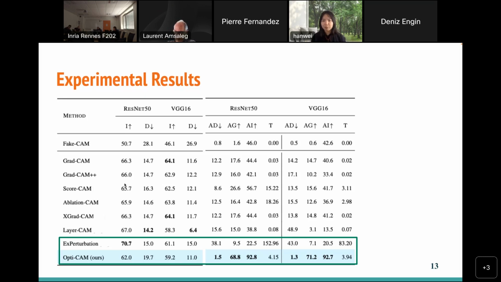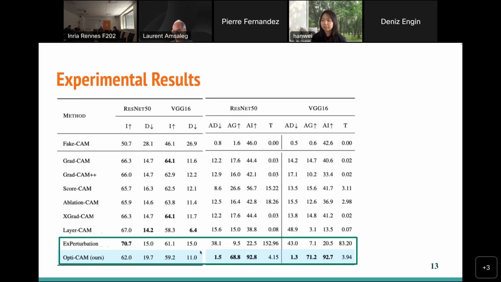So here, the most important information I want to show is also in this green box. The first is that our OptiCAM actually does not perform quite well in these insertion and deletion metrics. The second, we found that insertion deletion and the average drop, average gain, average increase are two subsets of the metrics, and it's very hard for one method to have nice performance on both. For instance, our OptiCAM has nice results in average drop, average gain, and average increase, but not good results in insertion deletion. And the perturbation methods achieve very nice results in insertion and deletion, but they almost have the worst results according to average drop, average gain, and average increase.